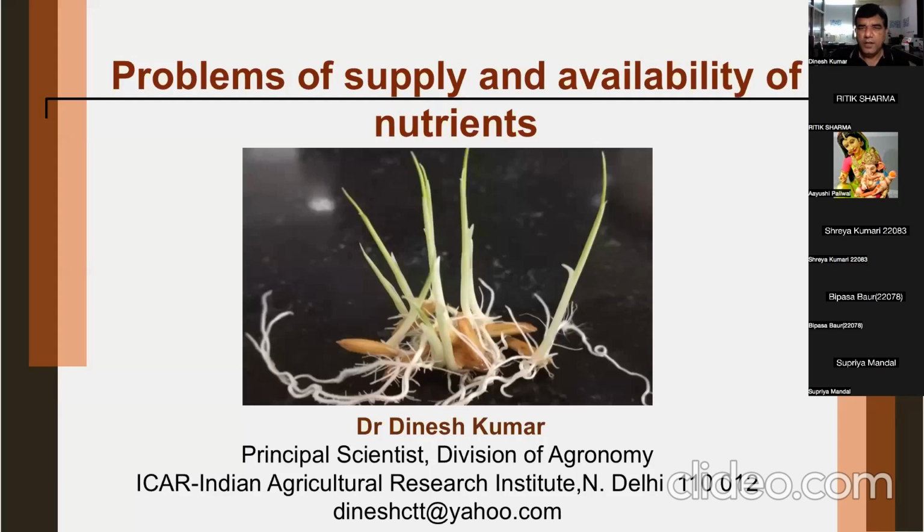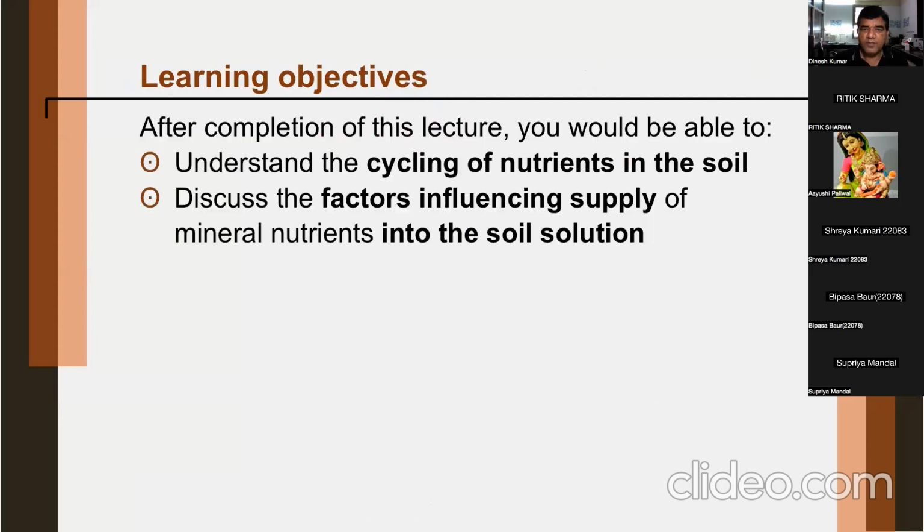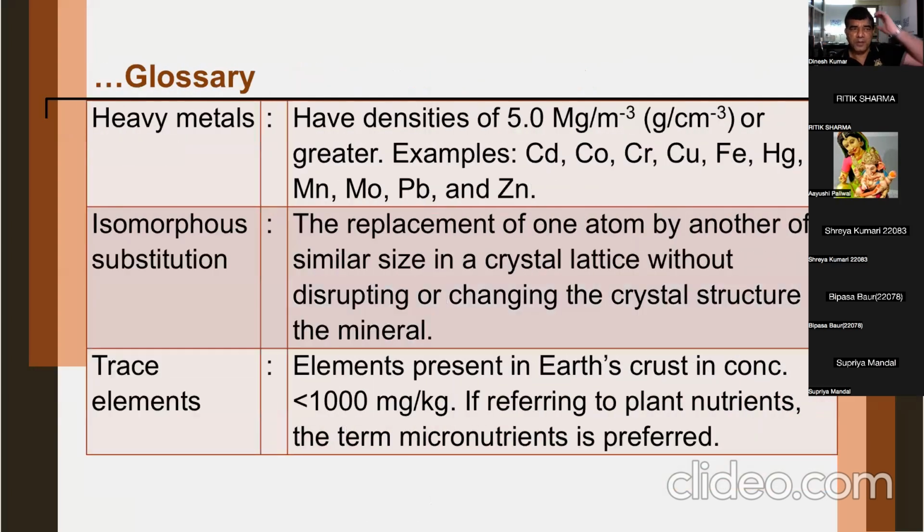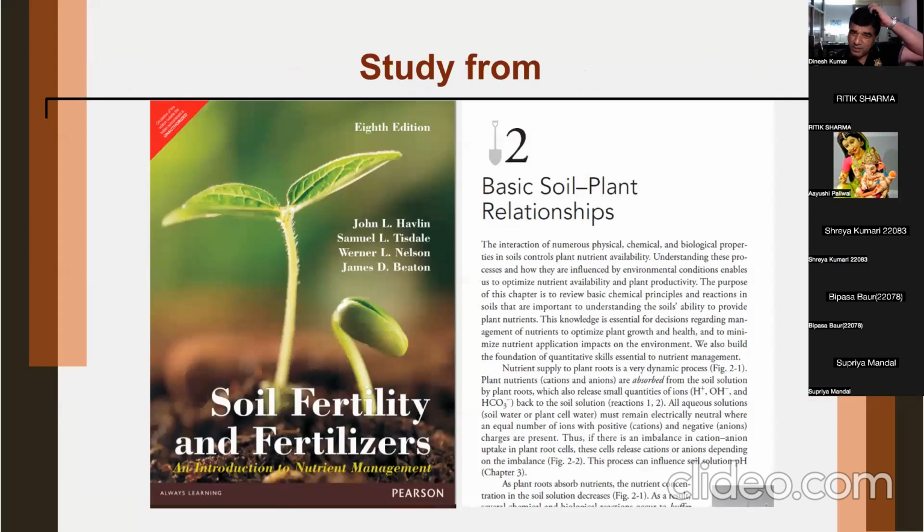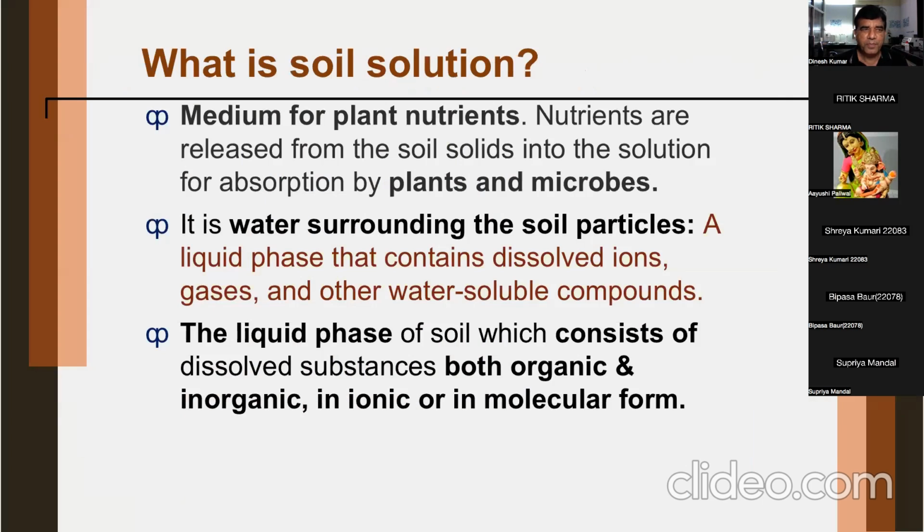This is in continuation to the last lecture. We were discussing problems of supply and availability of nutrients. In this part, we tried to understand what is soil solution, and what is the concentration of different nutrients in soil solution. And I suggested this reference for further studies: chapter 2 in the Havlin book.